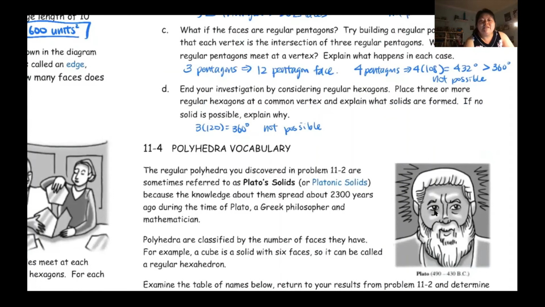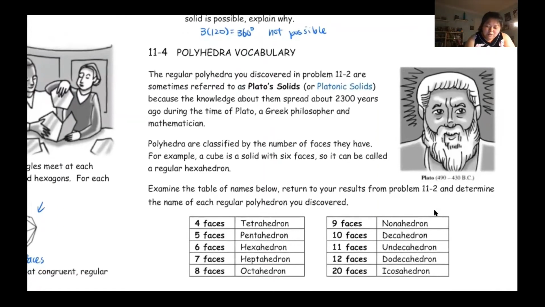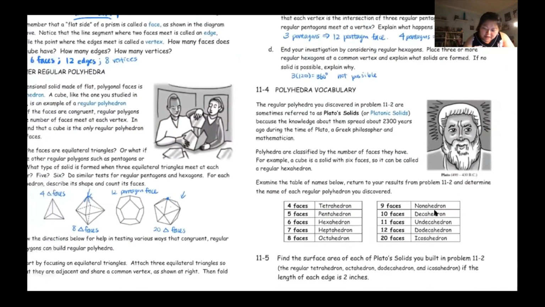Polyhedra are classified by the number of faces they have. For example, a cube is a solid with 6 faces, so it can also be called a regular hexahedron. So it's numbered by the number of faces you have, right? So which ones do I have? Look back at number 2 here. We have the 4 faces, that's a tetrahedron. We have the 8 faces, that is the octahedron. We have the 12 faces, that is the dodecahedron. And we have the 20 faces, and that's the icosahedron. Those are the ones we've seen so far.